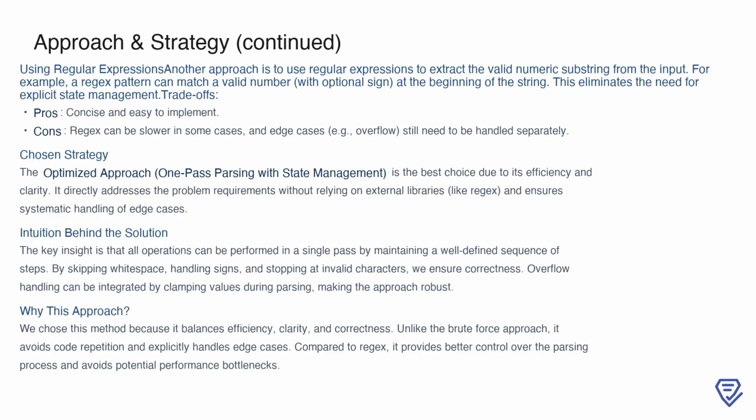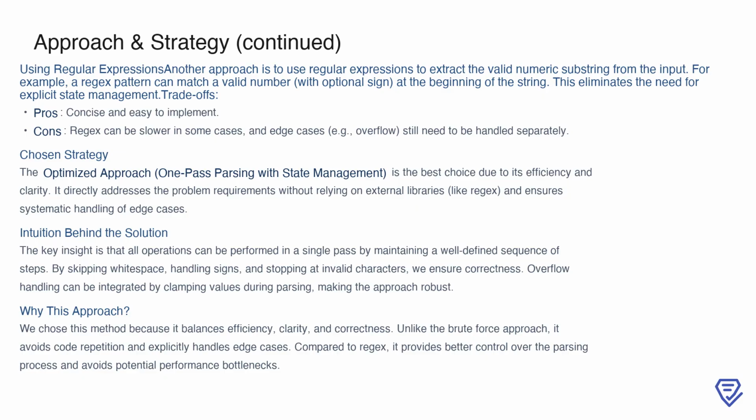With regex, you can define a pattern that captures a valid numeric substring, including an optional sign, directly from the input string. This approach can eliminate the need for manual state management, simplifying the implementation. However, regular expressions come with their own trade-offs. For one, while they are concise and relatively easy to write, they can be slower in some scenarios, especially with complex patterns. Additionally, regex alone cannot handle all the requirements of the problem. For example, you would still need to separately implement logic for handling overflow or clamping values.